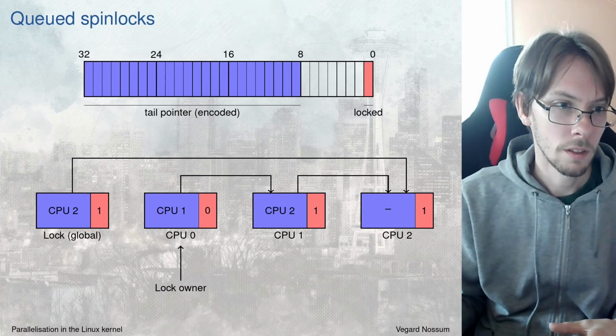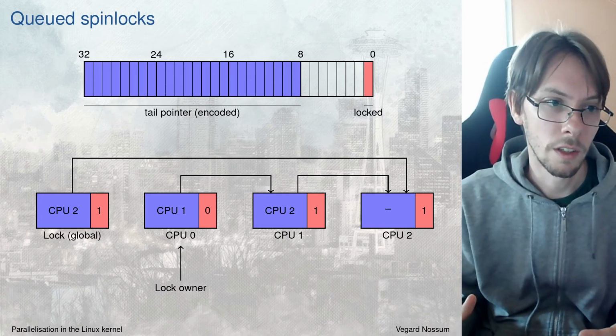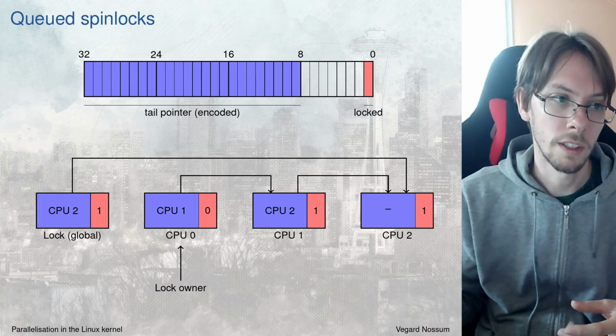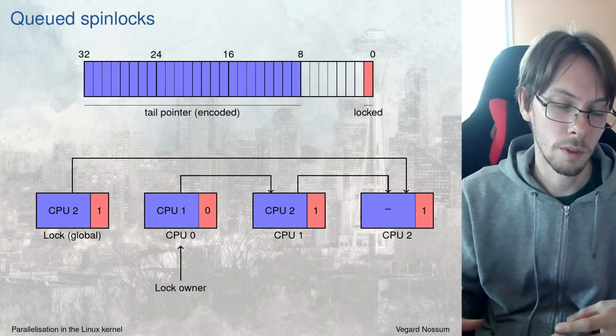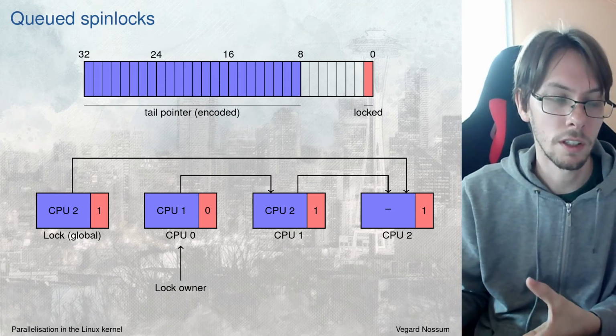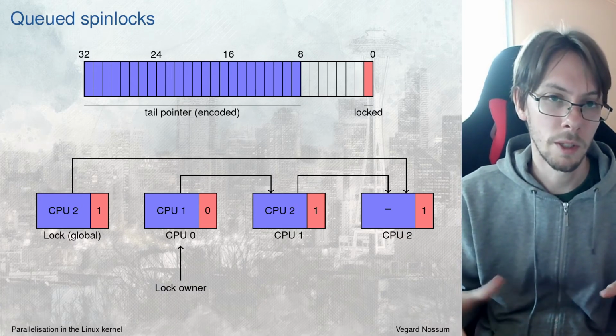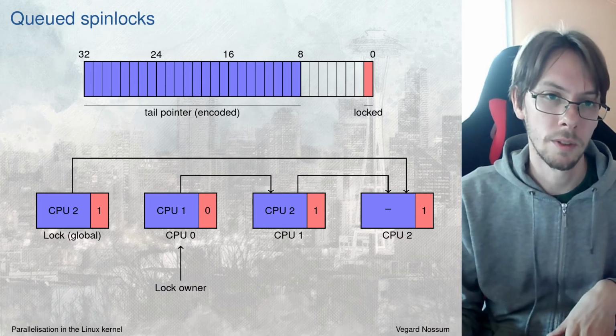So when the lock owner wants to release the lock, it just follows the pointer that it has in its local value, which points to the next CPU that's waiting to take the lock. And all of this is a little bit tricky, but it works out, and that really helps to reduce bus traffic.